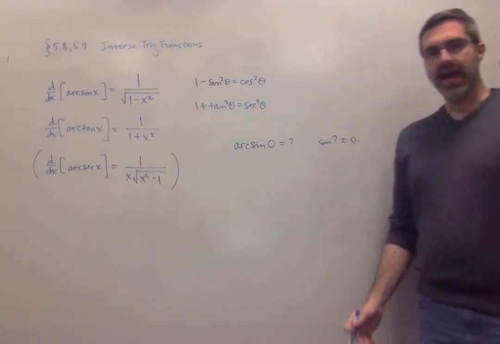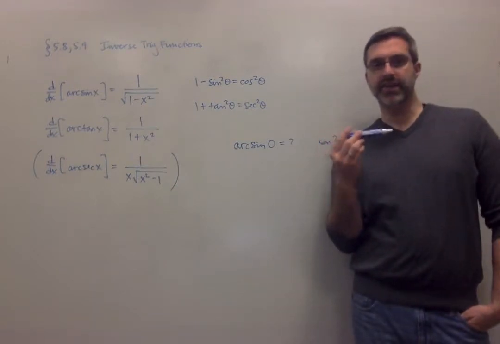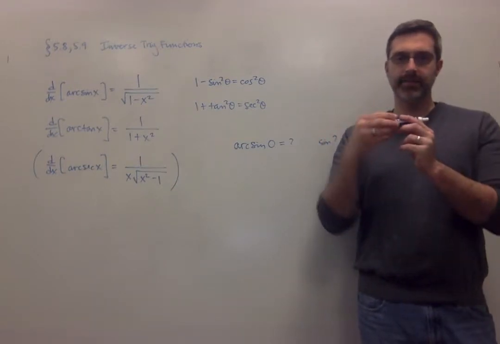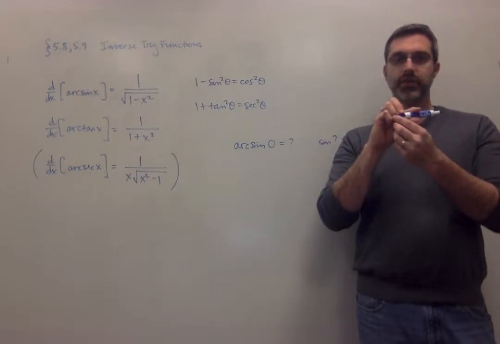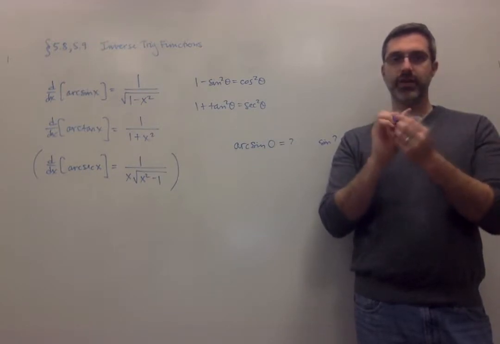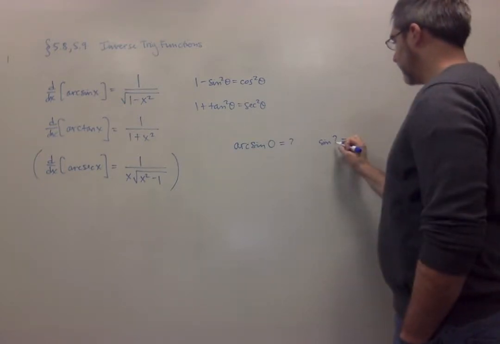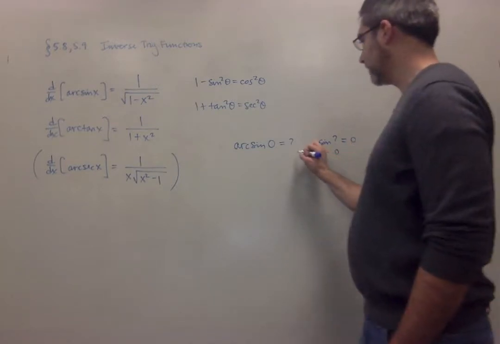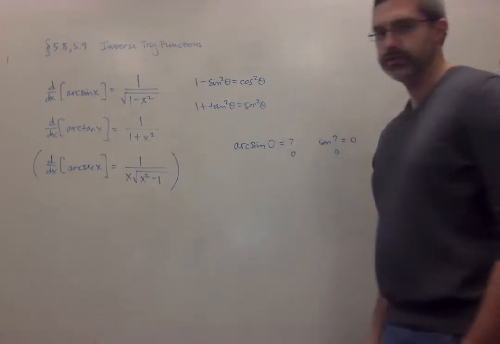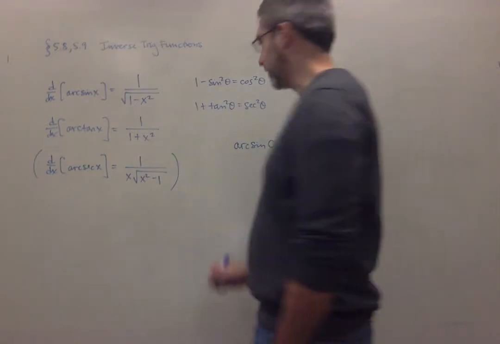So then we have to ask ourselves, what angle has sine 0? Now, sine is the y part. Remember, cosine's the x part and sine is the y part on the unit circle. So the sine of the angle 0 is 0, so this answer right here is 0. Okay, let's do a couple of other ones.